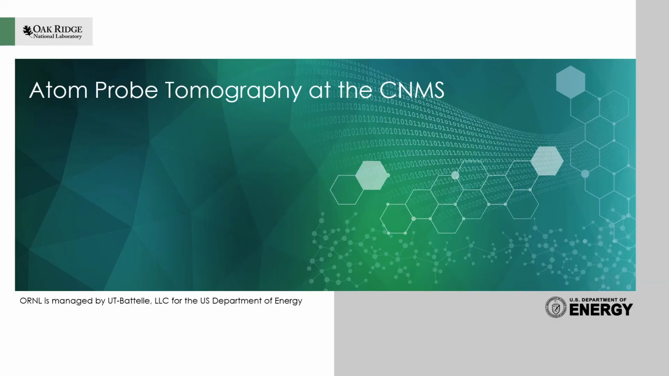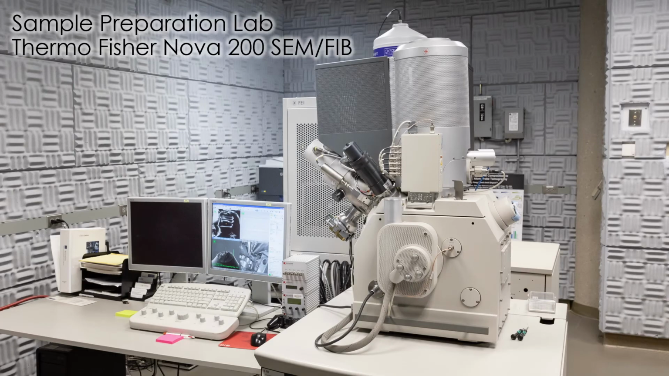The atom probe tomography facilities within the CNMS consist of two physical labs. The first lab is the sample preparation lab, which contains a Thermo Fisher Nova 200 dual beam scanning electron microscope and focused ion beam. This is where we can create site-selective liftouts from regions of interest of your choice, such as grain boundaries and interfaces within your sample. We then mount these liftouts onto a silicon microprocessed array and mill them into needle shapes using annular milling techniques necessary for atom probe analysis.